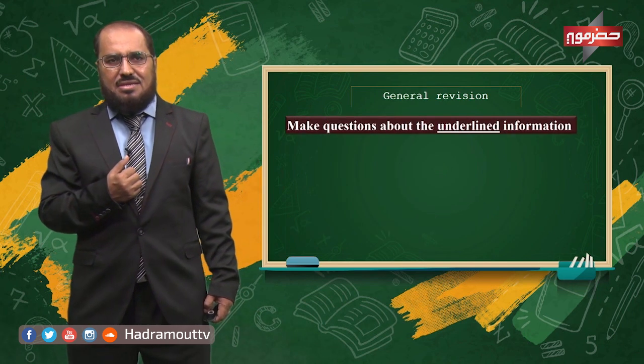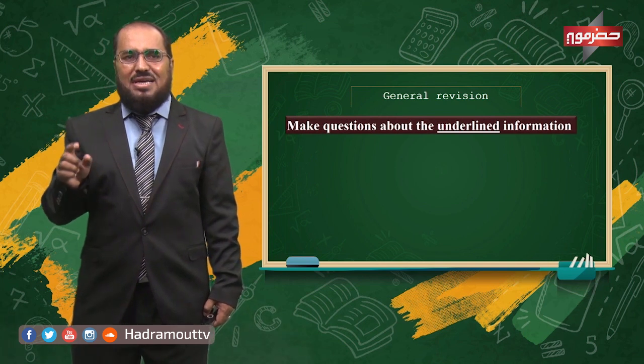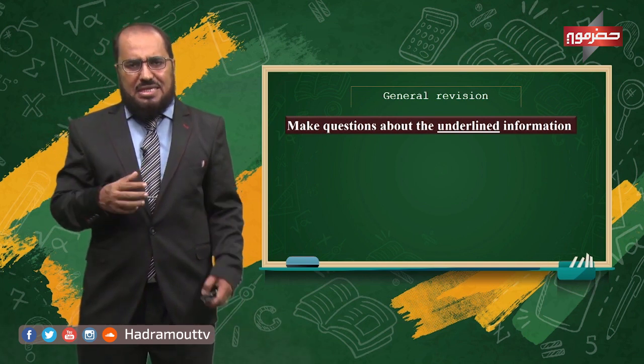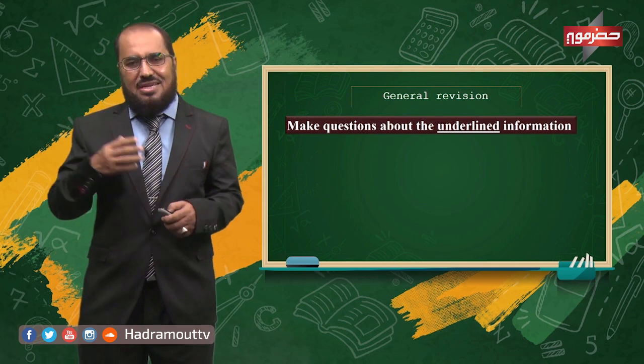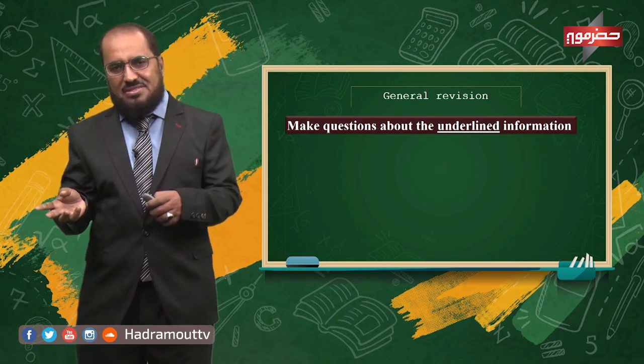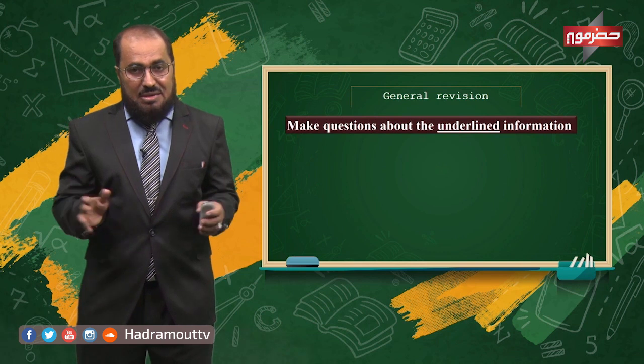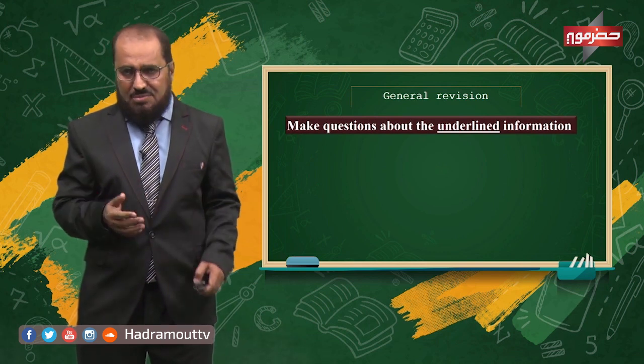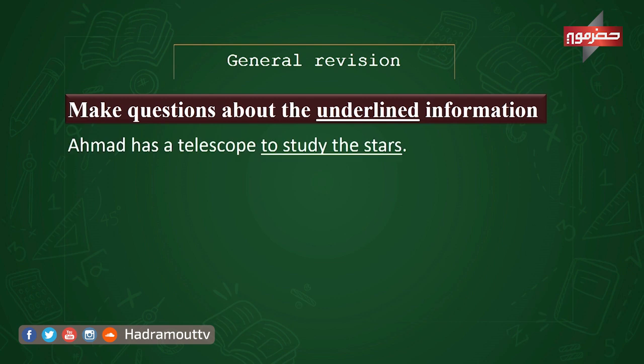Make a question about the underlying information. يعني قد يتنوع السؤال underlined words, underlined phrases, underlined words and phrases, underlined information. المعلومة التي تحتها خط وهو كلام عام. Okay? You have to understand this. Ahmed has a telescope to study the stars. To study the stars. You know stars in the sky at night. Okay. هنا غاية. So the question, why has Ahmed a telescope? Why has Ahmed a telescope?